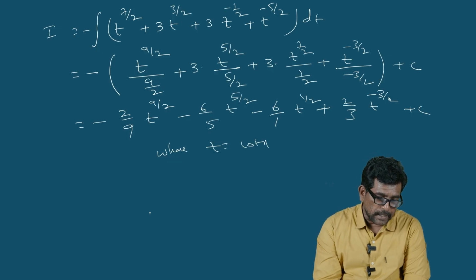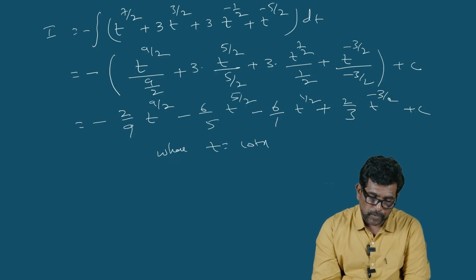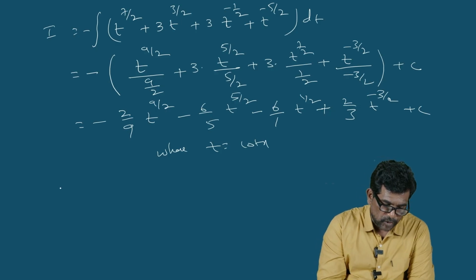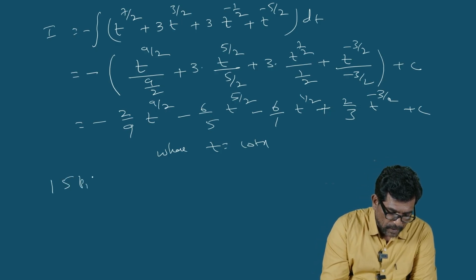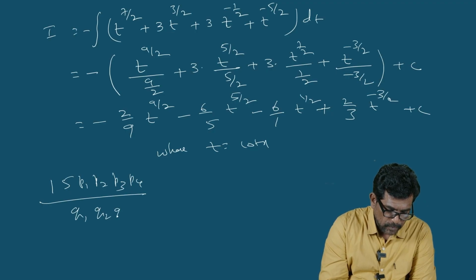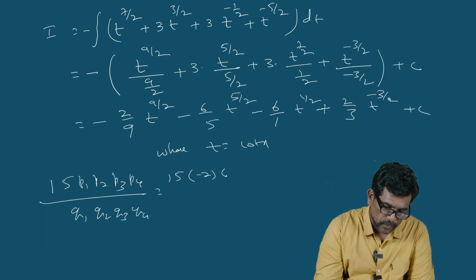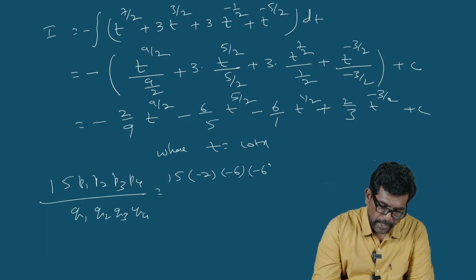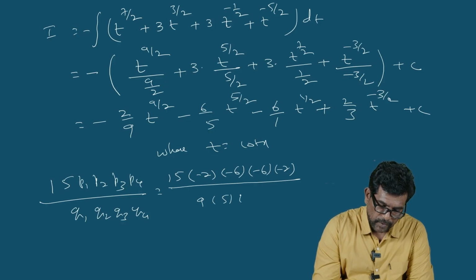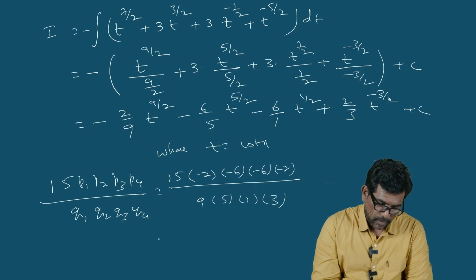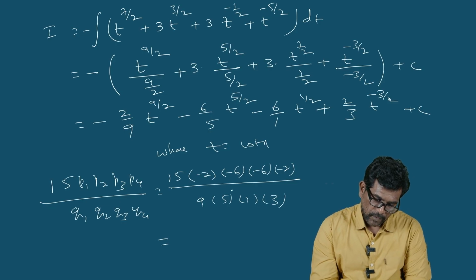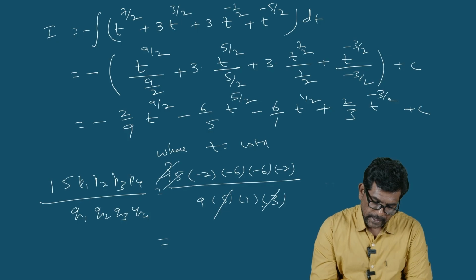Now, by comparing this one with p1 by q1, p2 by q2, p3 by q3 and p4 by q4, we want 15 times p1 p2 p3 p4 upon q1 q2 q3 q4. This is equal to 15 times minus 2 into minus 6 into minus 6 into 2, upon q1 is 9 into 5 into 1 into 3. Now the simplification of this one: observing, 5 and 5 cancelled, 3 and 3 cancelled.